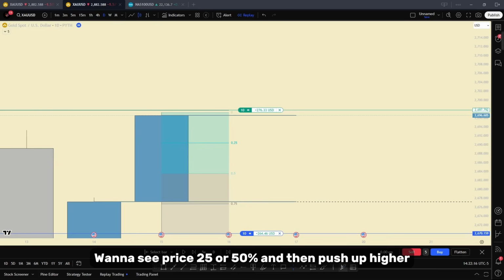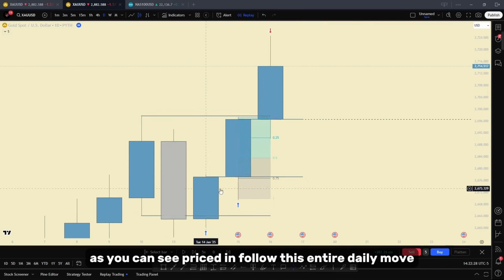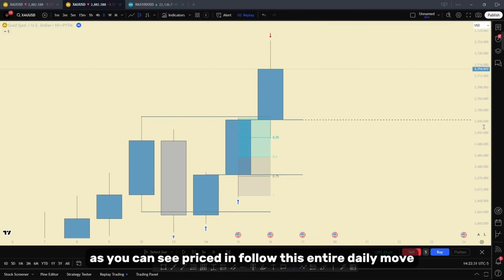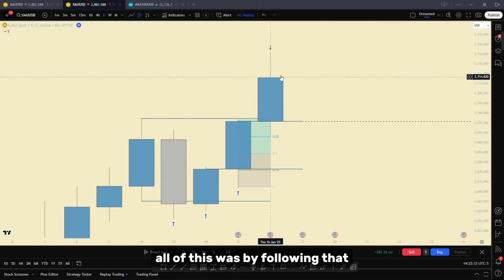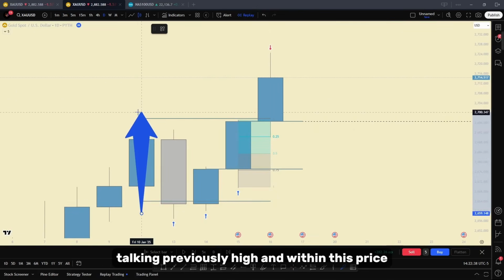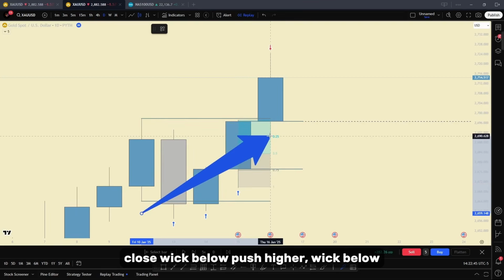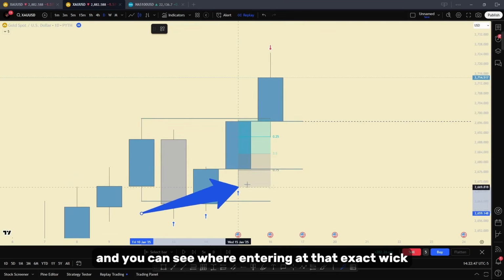So same thing, want to see price 25 or 50% and then push up higher. And as you can see, price then follows this entire daily move. All of this was by following that one move. You saw price dip below your previous day low, targeting previous day high, and within this, price gave you many opportunities to follow your previous day close. Wick below, push higher, wick below, push higher. And you can see we're entering at that exact wick.